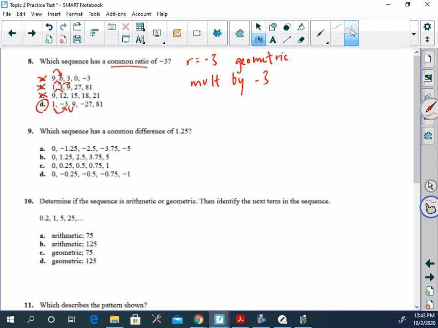Okay, the next one: which sequence has a common difference of 1.25? That would be our d is positive 1.25, which means it should be adding 1.25 each time, and this would be arithmetic. If we're always adding 1.25, that's not this one. This one adds 1.25. Yeah, this one looks right.